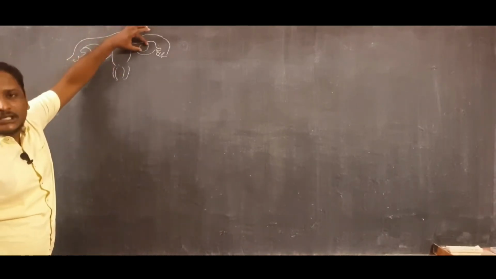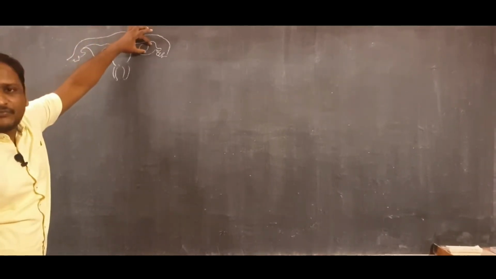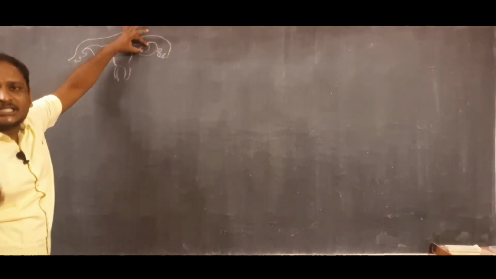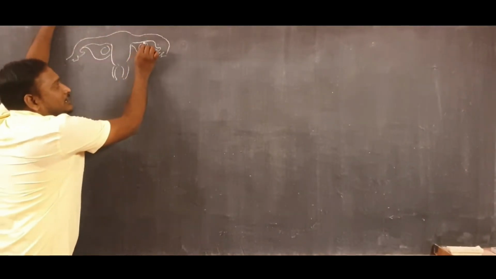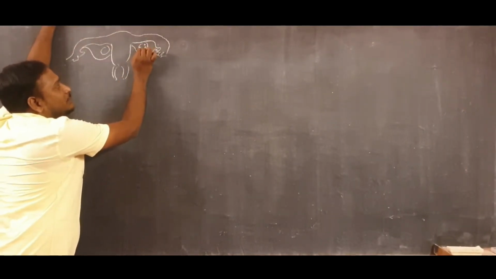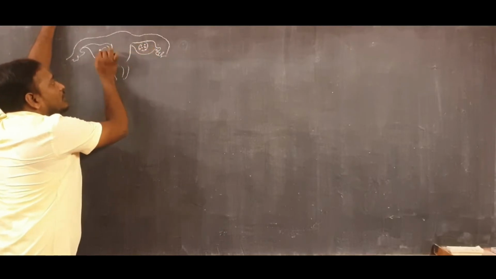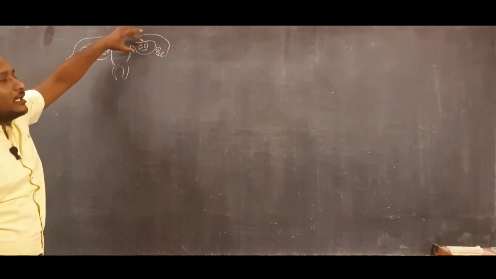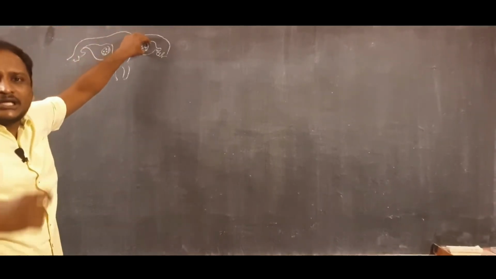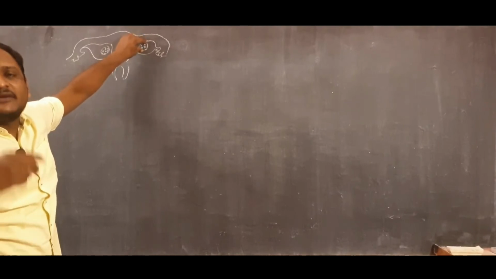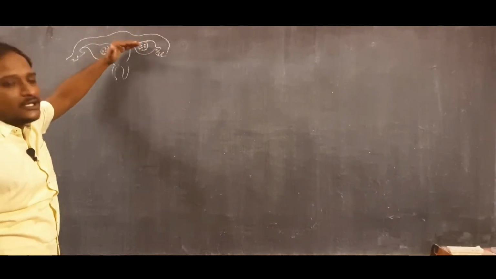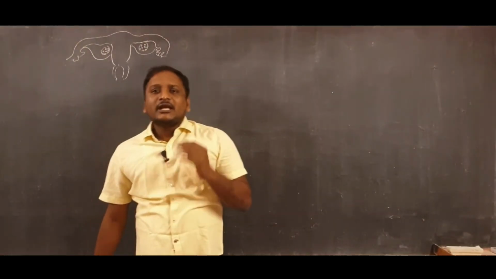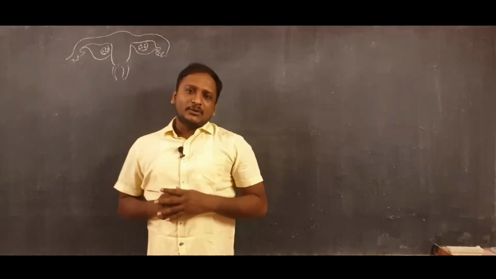Here one pair of ovaries is present. How are these ovaries arranged? What is the structure of the ovary? In the ovary, a number of follicles are present. And how will the follicle structure be present at different stages? That one we will discuss now. In this topic, we will discuss the structure of the ovary along with follicular development.